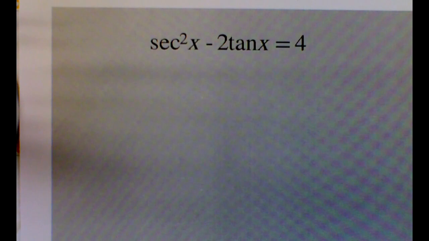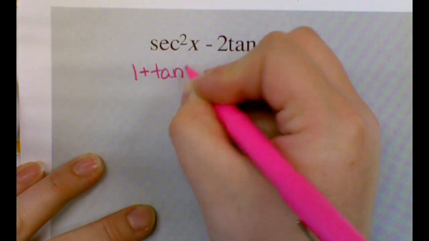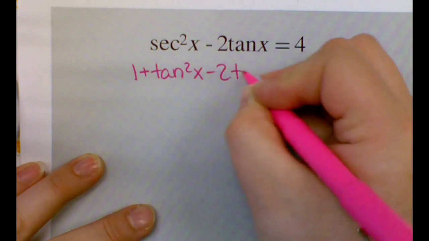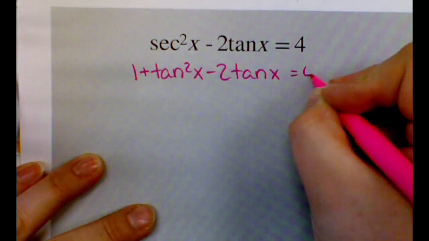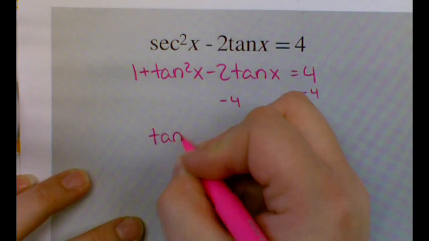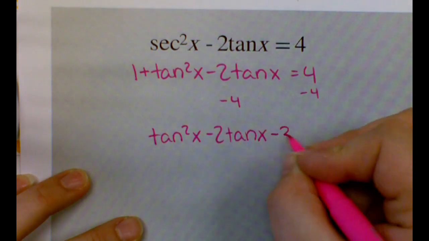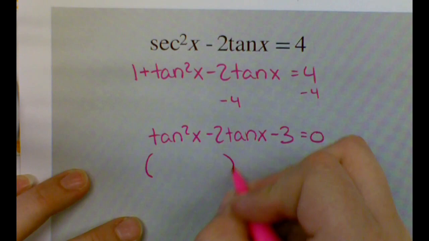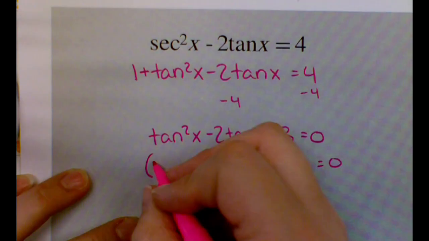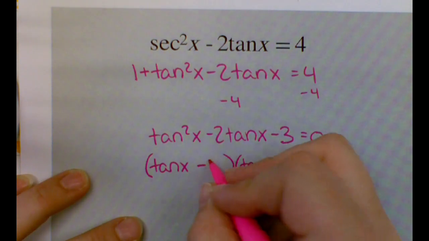All right, now a trig problem. We have 2 different trig functions. I'm going to change secant squared into tangents. Secant squared is equal to 1 plus tangent squared, minus 2 tangent of x equals 4. I'm going to subtract that 4 over. Tangent squared of x minus 2 tangent of x minus 3 equals 0. Now I can factor. I get tangent minus 3 and tangent plus 1.